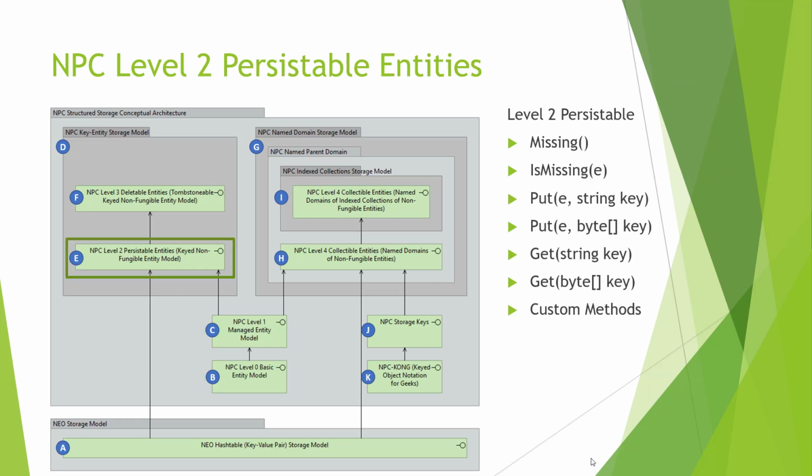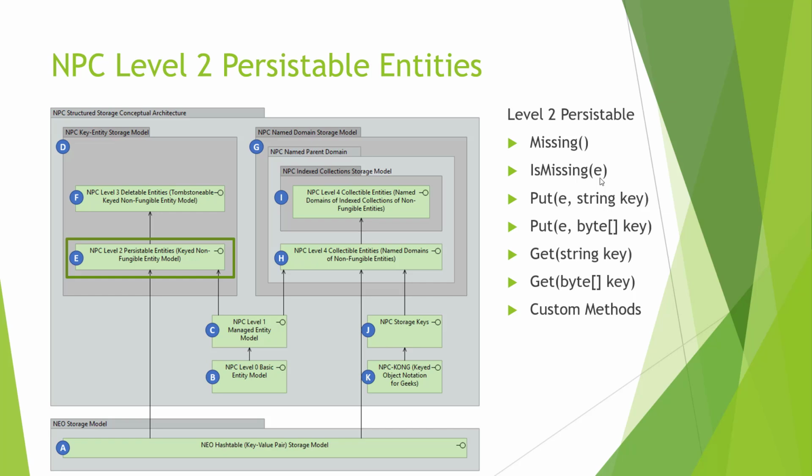If we next look at level 2, persistable, this is where we add get and put. And in conjunction with get and put, we have the ability to create a missing entity. This is used internally in get. And then you can ask anywhere in your smart contract, is this entity missing? Meaning, is it missing from storage? So you might execute a get against a particular string key or a particular byte key, and if it's not in Neo storage, you can ask that, and NPC knows if it exists or not. And then, of course, there's custom methods that are supported there.